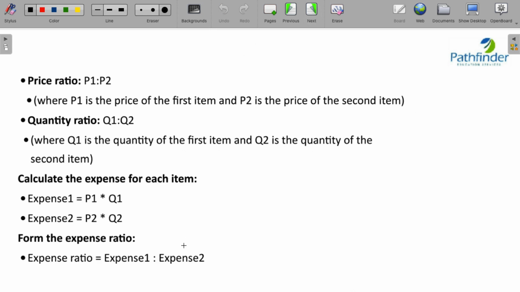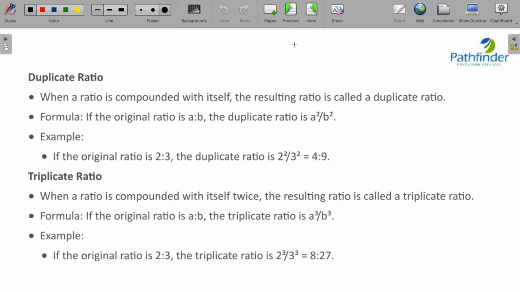Next, price ratio. So P1 is to P2 is the price, where P1 is the price of first item and P2 is the price of the second item. Quantity ratio is Q1 is to Q2. देन एक्सपेंस का रेशियो. एक्सपेंस क्या होता है? प्राइस इंटू क्वांटिटी होता है. तो पहले की प्राइस इंटू पहले की क्वांटिटी, दूसरे की प्राइस इंटू दूसरे की क्वांटिटी. दिस बिकम्स योर एक्सपेंस रेशियो. एक्सपेंस 1 एज टू एक्सपेंस 2. सो कंपाउंड रेशियो एसेंशियली इज नथिंग बट प्रोडक्ट ऑफ टू और मोर रेशियोज.